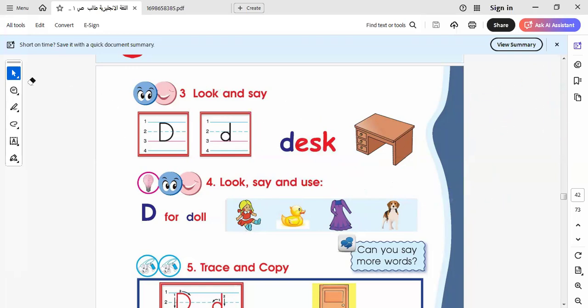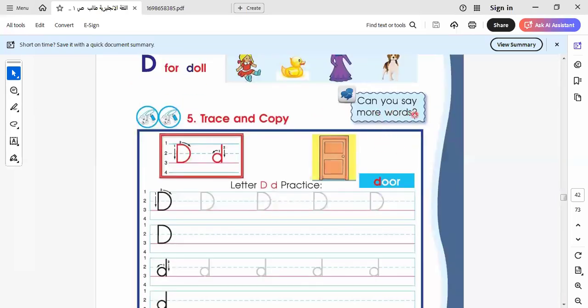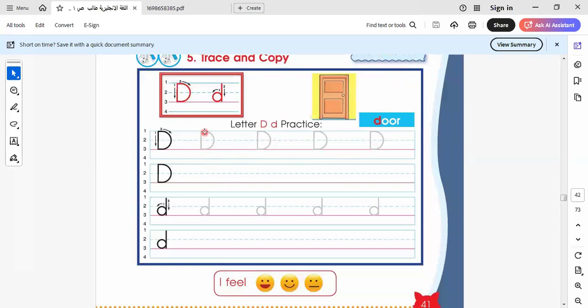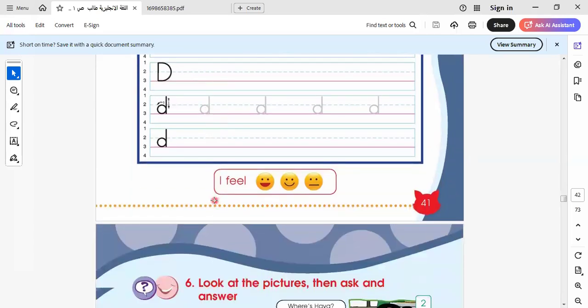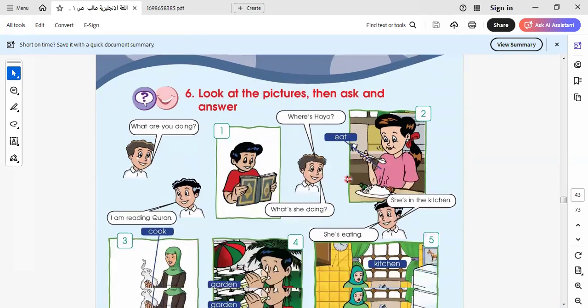Let's go to another item here in this unit. Here we have capital D and small d. Can you say more words? I will leave the link of this book below the video to download it and practice how to write the letter D.